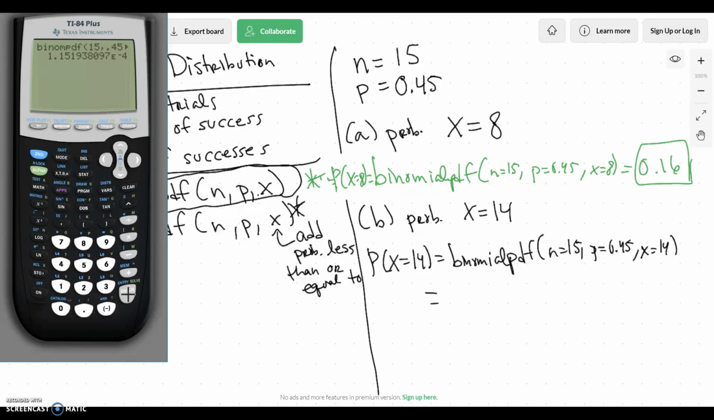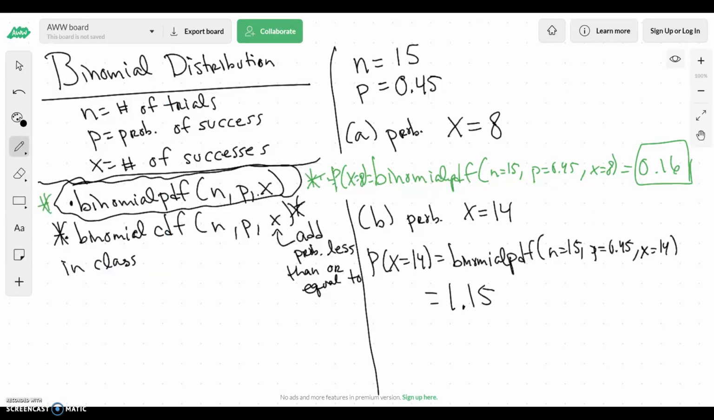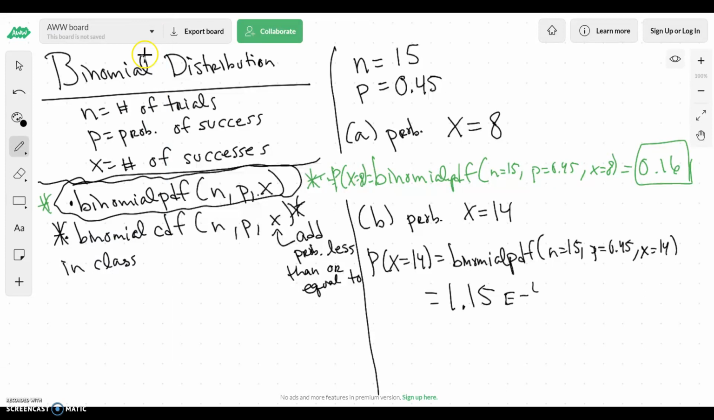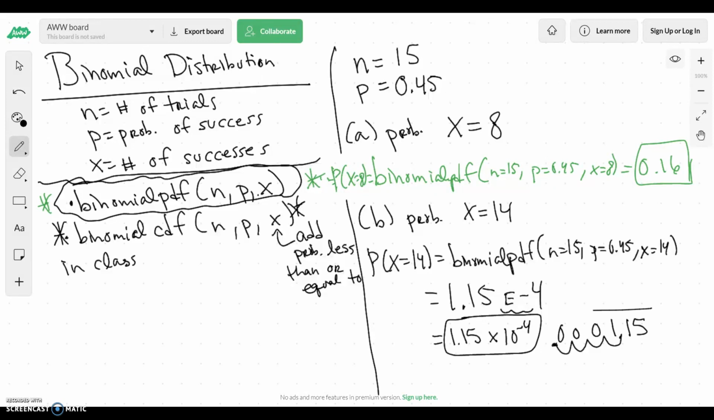The answer is not 1.15, because notice that here you actually have something else. You have this e, so you have e to the negative 4. What this means is this is scientific notation. So in other words, this is 1.15 times 10 to the negative 4. Okay, that is my answer. Now, this is actually a very small probability, because if you remember scientific notation, this negative 4 tells me that I'm moving the decimal point 4 times over. So 1, 2, 3, 4. So my probability actually is 0.00015. So not very likely. It's very close to 0.